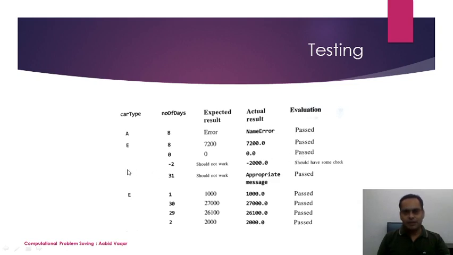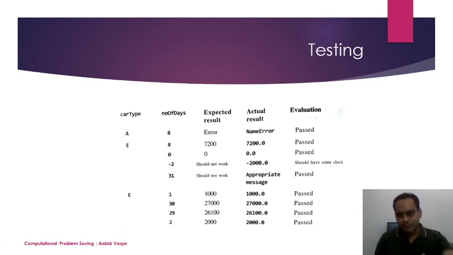And similarly, for the next combination of input, you have E as the car type and the number of days is negative, which is not possible. So if you provide this combination, your program should not work. So the expected result is that it should not work. But your program runs for it. It calculates the output, which is minus 2000, which means nothing. So the expected result should be some message that the number of days is not valid, but it provides output. So this is not the expected behavior of your program. So it should be corrected. There is some problem in the program. You will have to rectify it, meaning you will have to apply a check on the number of days that it should be positive only.